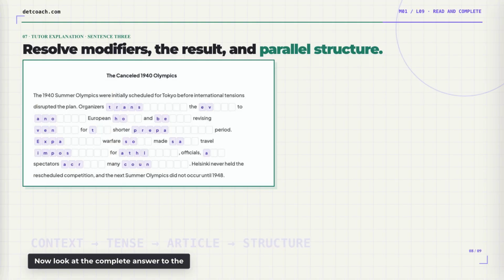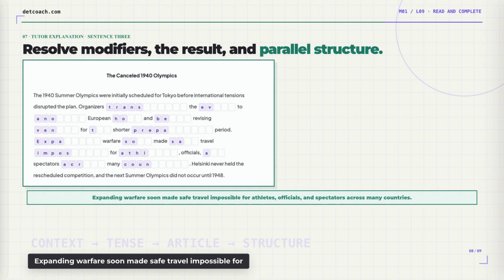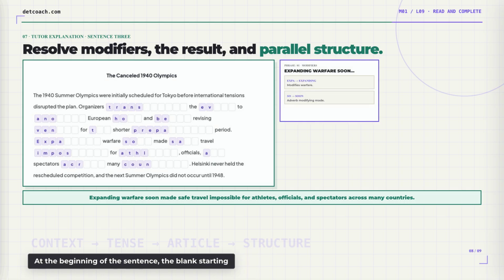Now look at the complete answer to the third sentence. Expanding warfare soon made safe travel impossible for athletes, officials, and spectators across many countries. At the beginning of the sentence, the blank starting with expa modifies warfare and describes a conflict that was continuing to expand, so the answer is expanding.